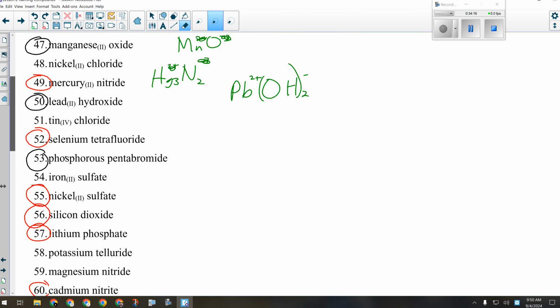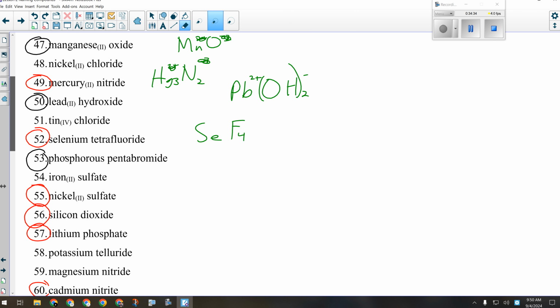Selenium tetrafluoride. Ionic or molecular? Molecular. We got a prefix in there and 2 nonmetals. Okay, so selenium, Se. How many of them are there? 1. Right. Okay, tetrafluoride. How many fluorines? 4. Right.